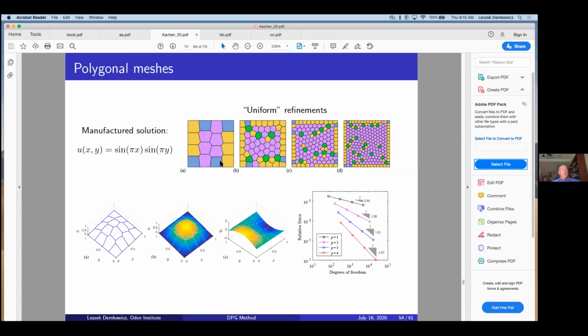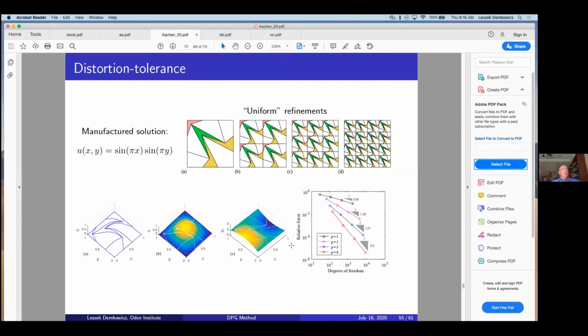So this is the kind of weird meshes that we look at following the virtual element community. And you have optimal rates of convergence for different orders of approximation as predicted by the theory.